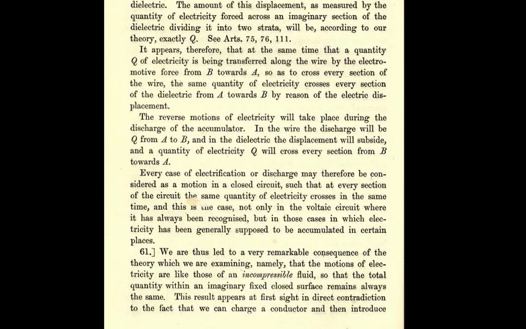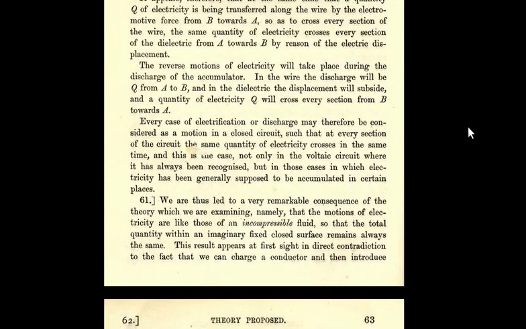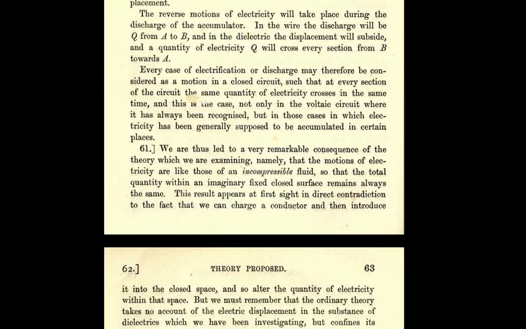The reverse motions of electricity will take place during the discharge of the accumulator. In the wire, the discharge will be Q from A to B, and in the dielectric, the displacement will subside, and a quantity of electricity Q will cross every section from B towards A. Every case of electrification or discharge may therefore be considered as a motion in a closed circuit, such that at every section of the circuit, the same quantity of electricity crosses in the same time. And this is true not only in the voltaic circuit where it has always been recognized, but in those cases in which electricity has been generally supposed to be accumulated in certain places.